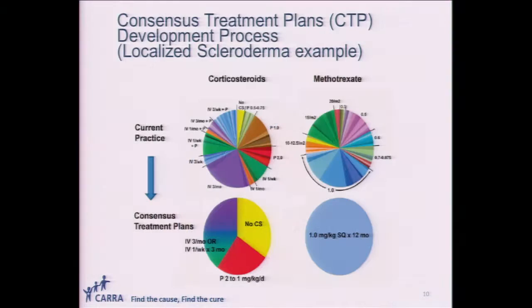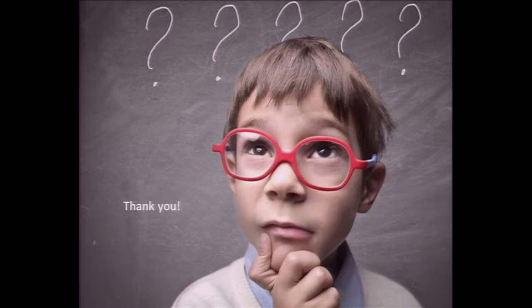So with the example of localized scleroderma, we've been able to reduce that crazy pie chart. On the left-hand side, you see all the different corticosteroid regimens that people used, and on the right, the methotrexate, and we reduced it from a ridiculous number to basically 3 different corticosteroid regimens and 1 methotrexate regimen. So now we're in a position where we can study this and see if it works. This result has led to securing funding through NIAMS for a pretty robust trial comparing these 3 regimens, which is ongoing, and we're expecting results in the fall.